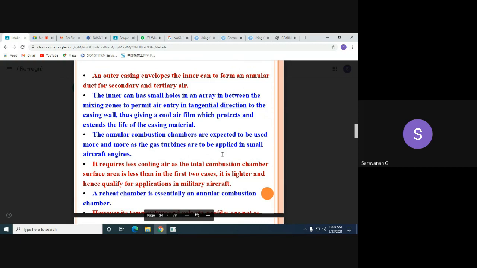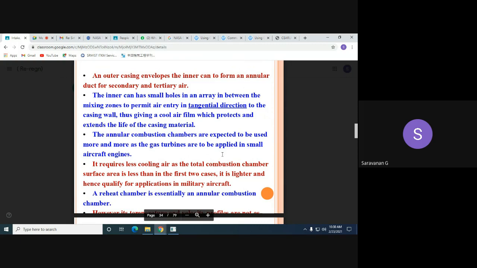In this way, it will extend the life of the turbine material also. The inner can has small holes in an array, a number of holes in between the mixing zones, to permit air entry in the tangential direction to the casing wall.